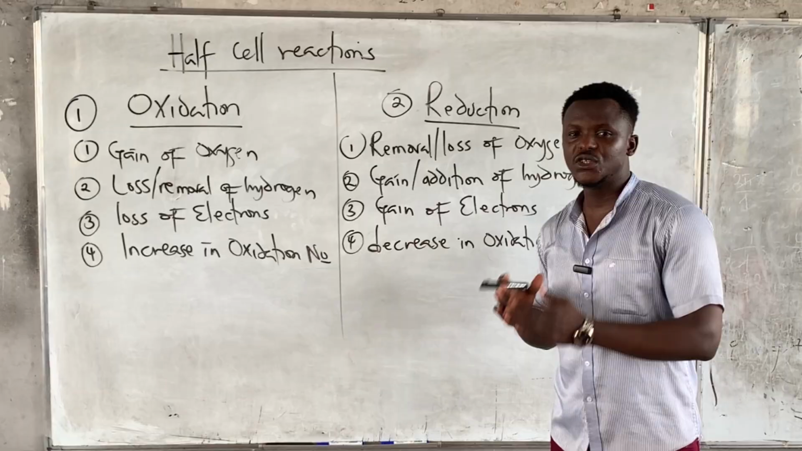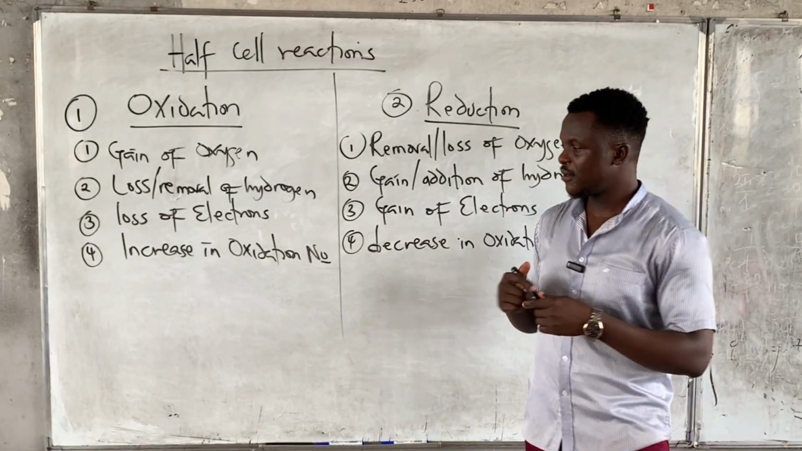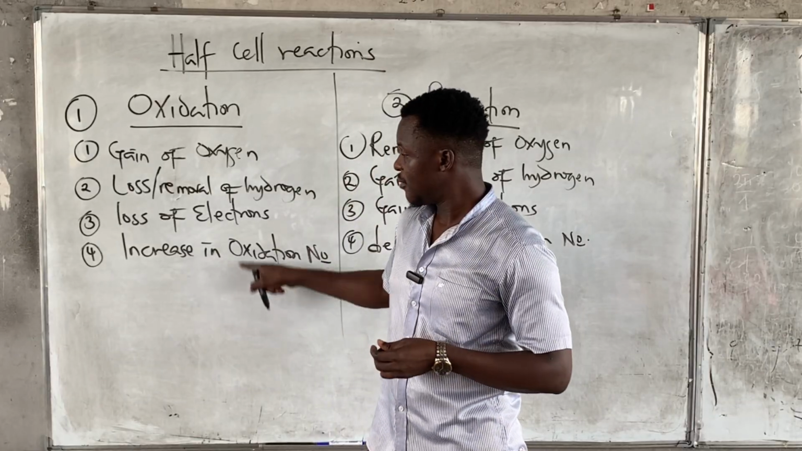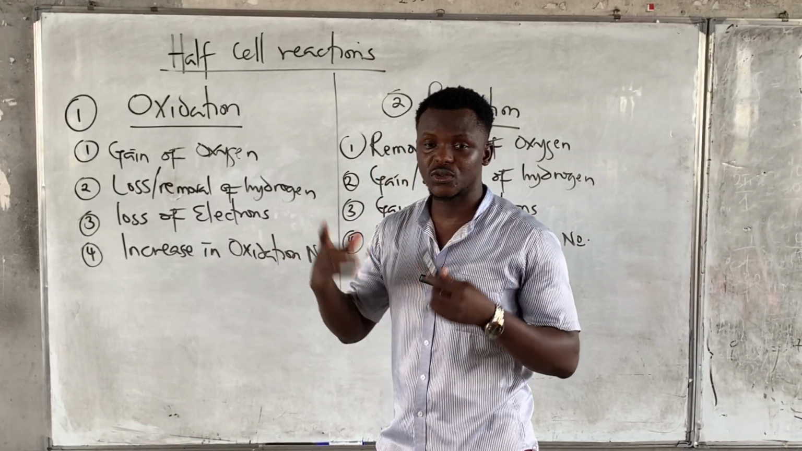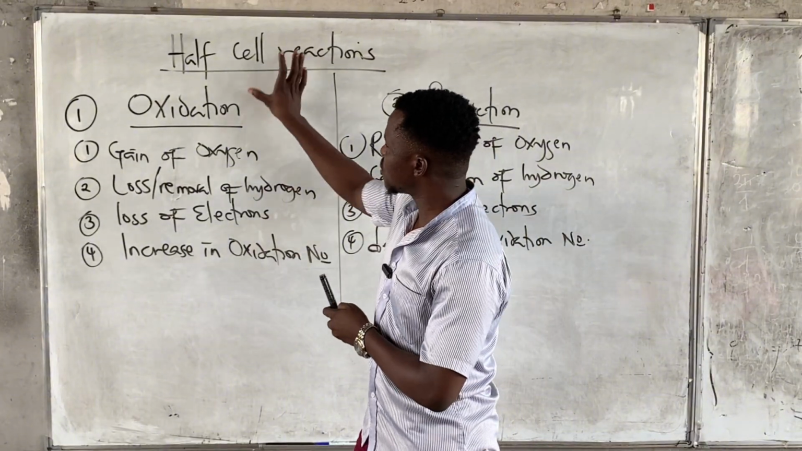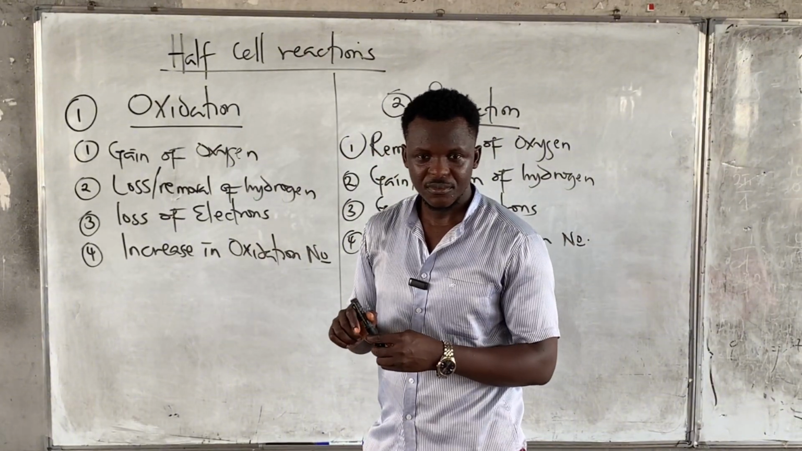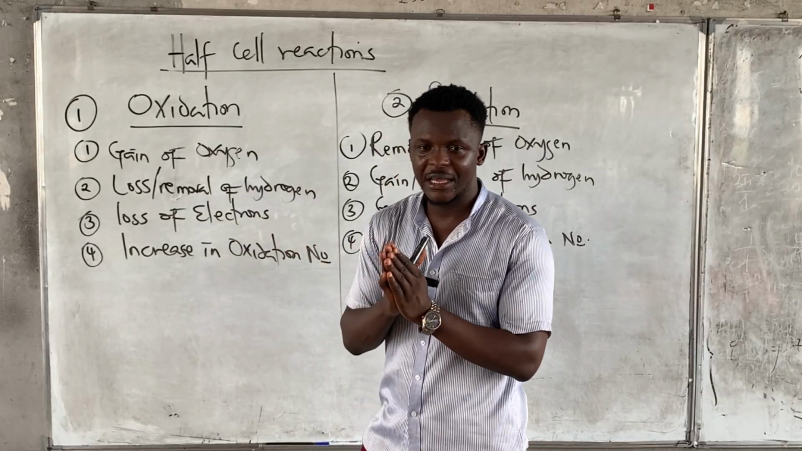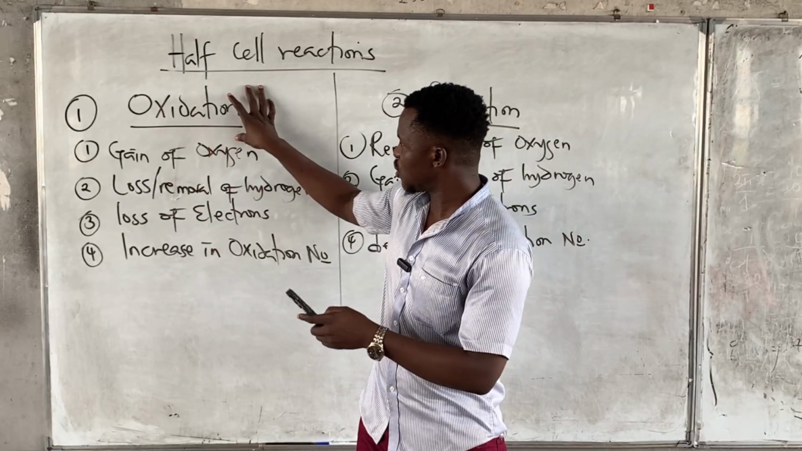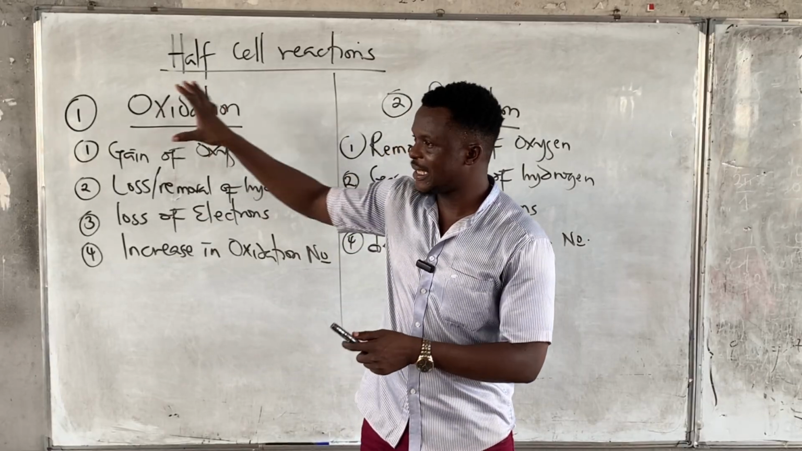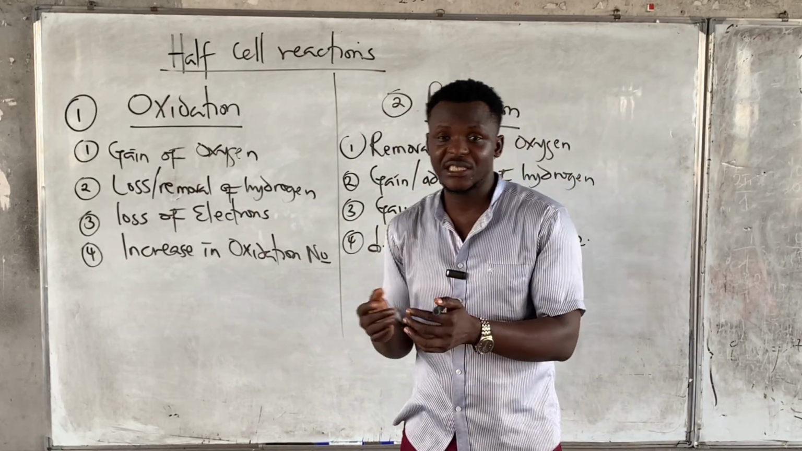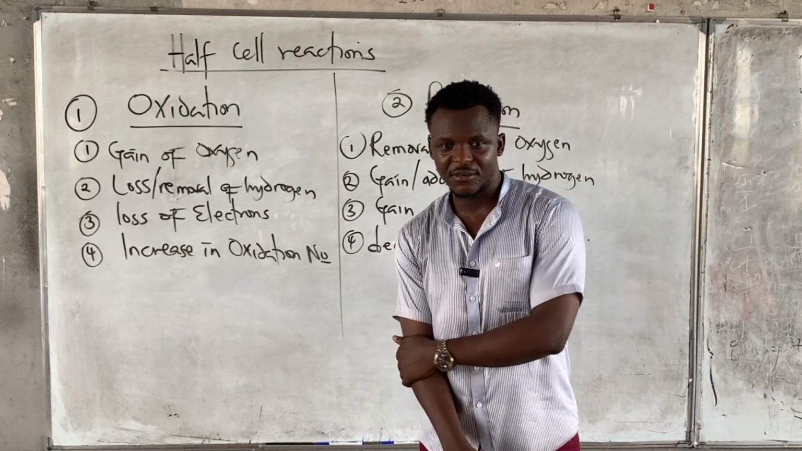So now we're moving straight to oxidation number, because we cannot really understand increase in oxidation number if we don't understand how to solve for oxidation number. This is just a half cell reaction. When you combine in a cell, a full cell comprises a cathode and an anode, right? Oxidation takes place at the anode, and reduction takes place at the cathode, irrespective of whether it is a galvanic or electrolytic cell.